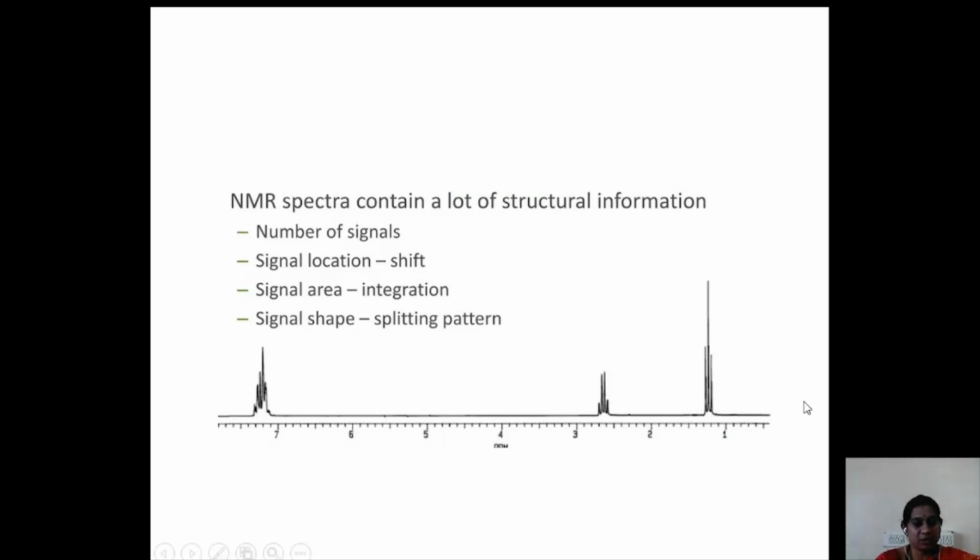This graph represents the NMR signal, and this NMR spectrum contains a lot of structural information. One is the number of signals, and the signal location or shift from the reference, which we call the chemical shift, and the signal area and the signal shape. So this is how NMR signals are acquired and used for analysis.